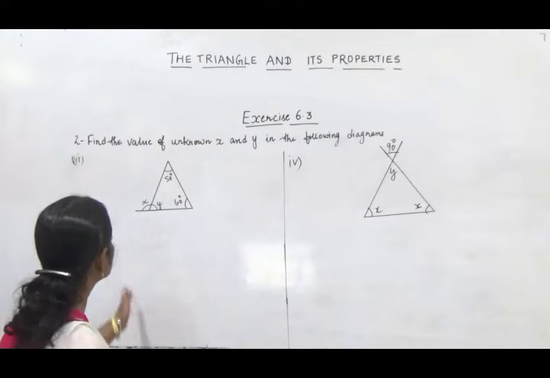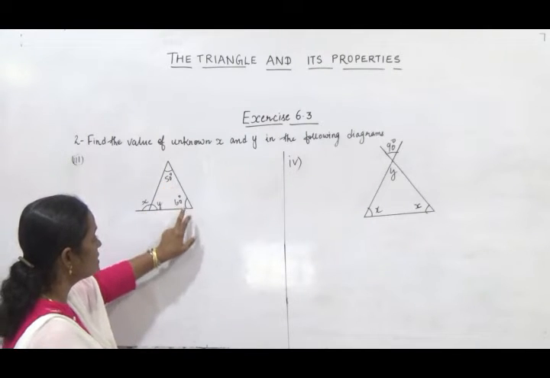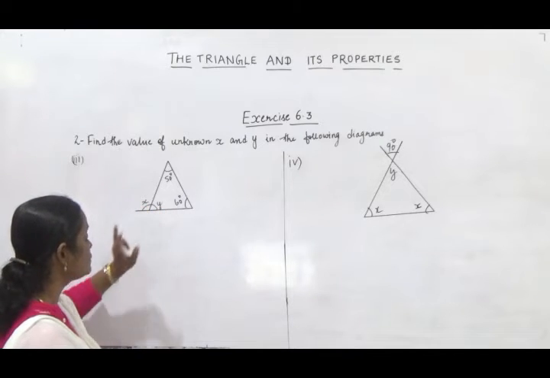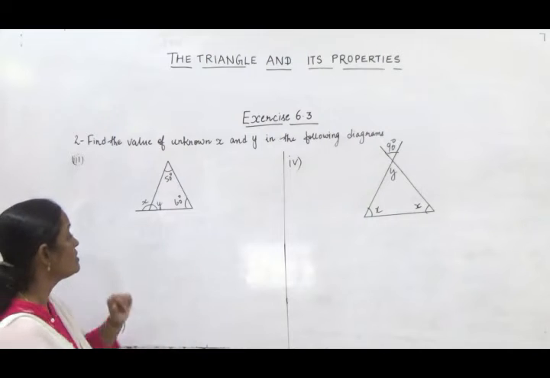The next question, here the figure is like this. Here 50 degree, this angle is 60 degree and this one is unknown here, it is y and it is also unknown x. So we have to find these unknown angles x and y.